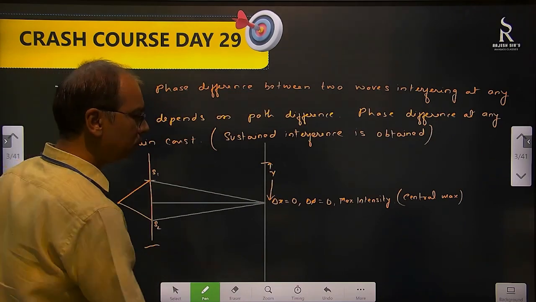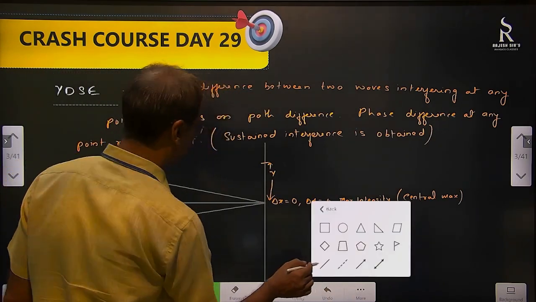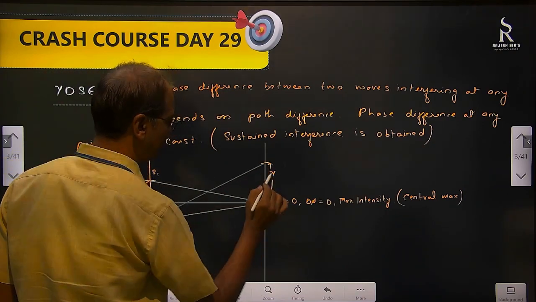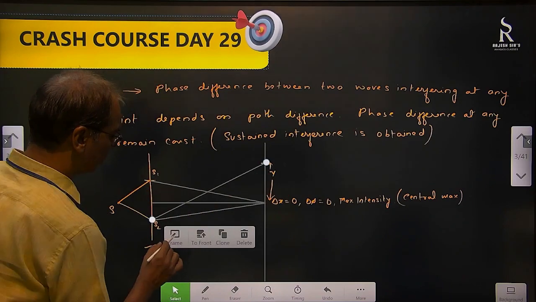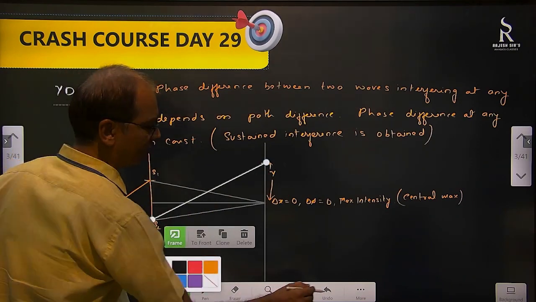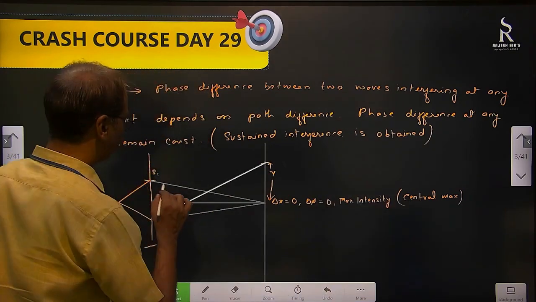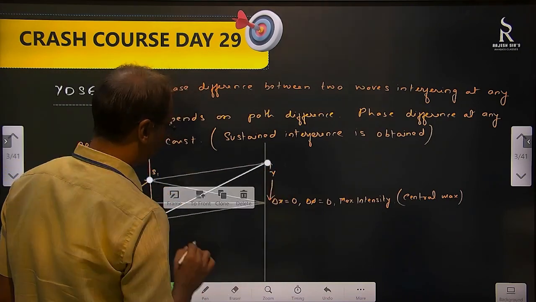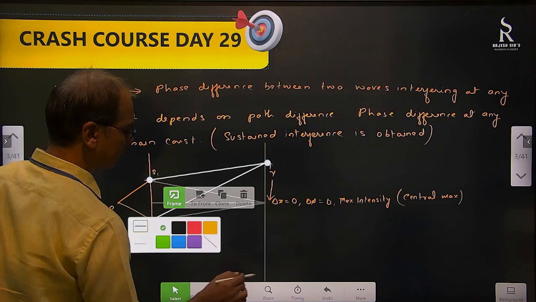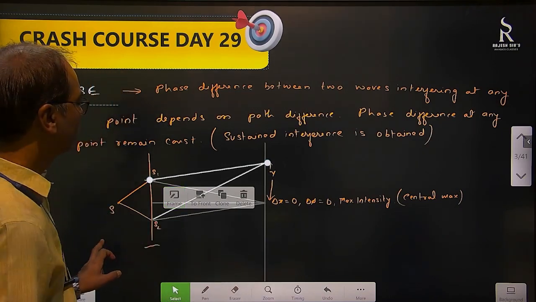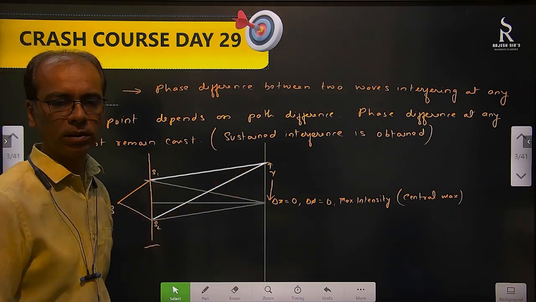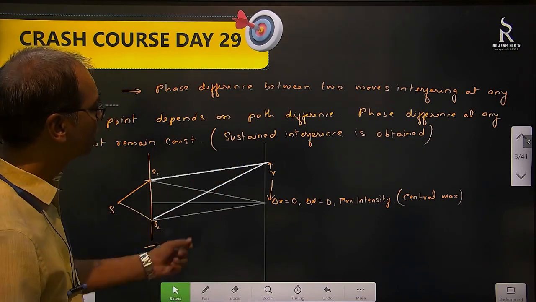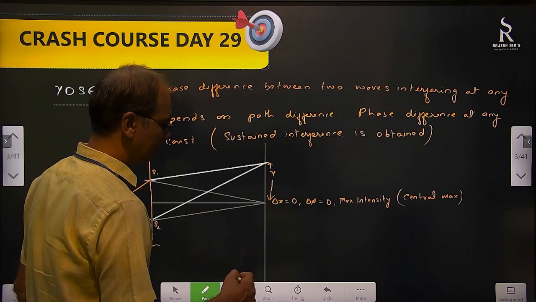Let's join this again one more time. From S1 and S2, waves will be reaching here. Let's make this a different color, and this also different. Also connect this with the center, but we'll connect the center a little later. Now, let's say this point is P.